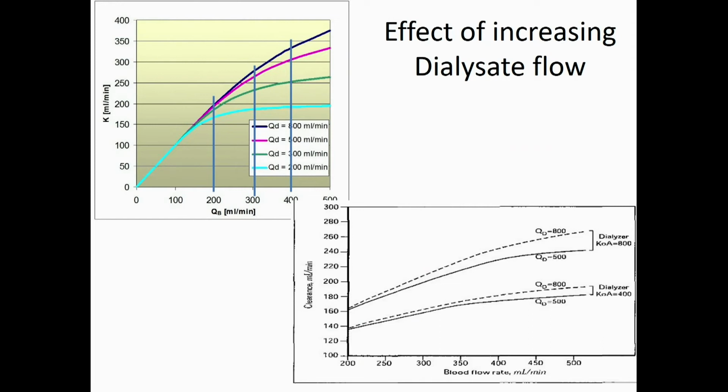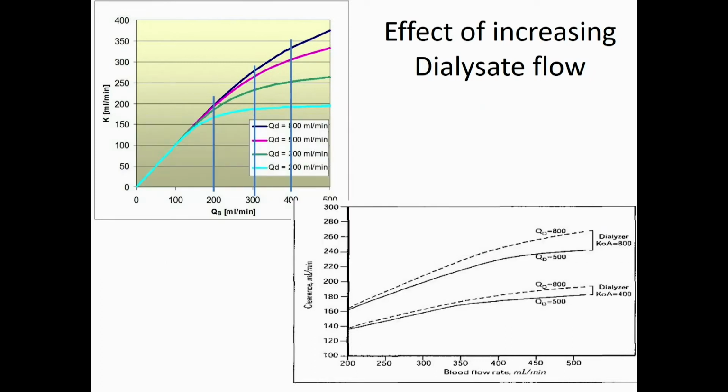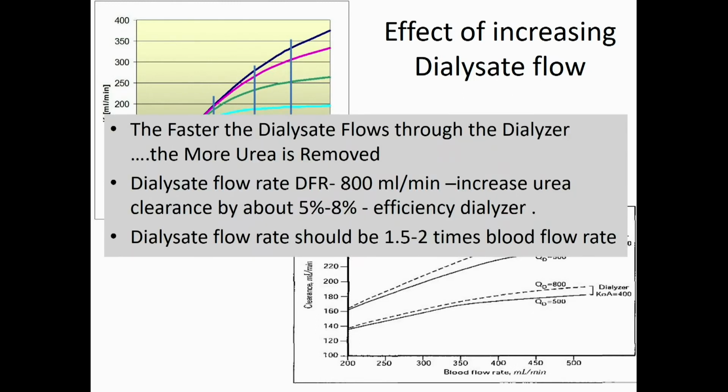Now, the effect of increasing the dialysate flow. Dialysate flow can only help when you are increasing the blood flow. If you keep the blood flow at 200 and increase the dialysate flow from 500 to 800, it won't matter. With a 200 ml blood flow, whatever dialysate flow you use is of no use. If you increase from 500 to 800, there is some increment when the blood flow is beyond 300 or 350 or 400 ml. So clearance will increase, but it is only marginal.